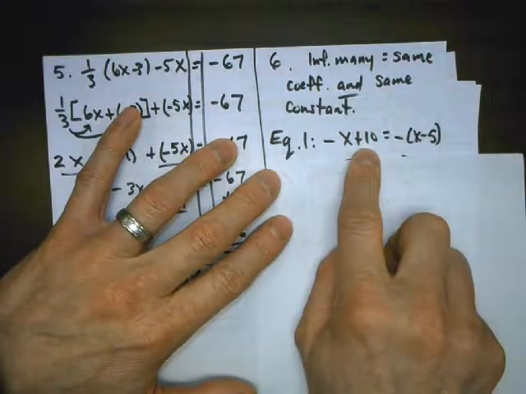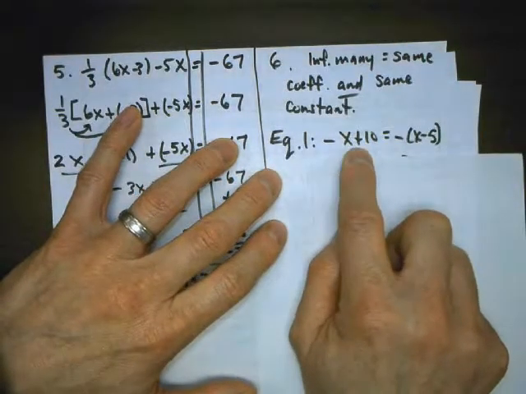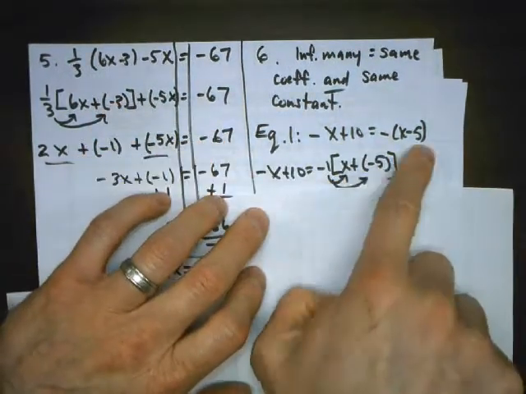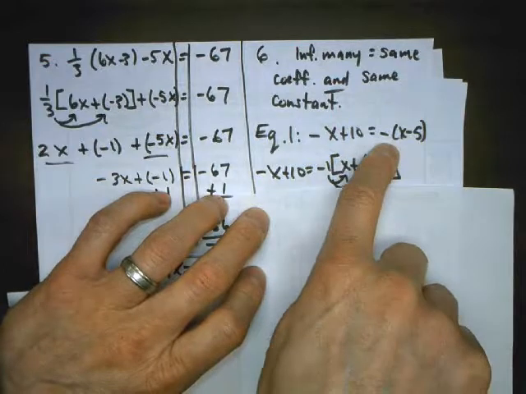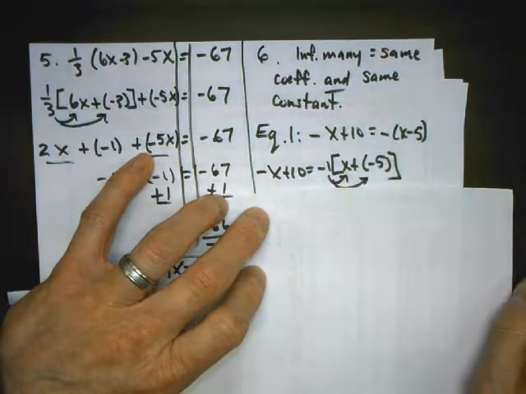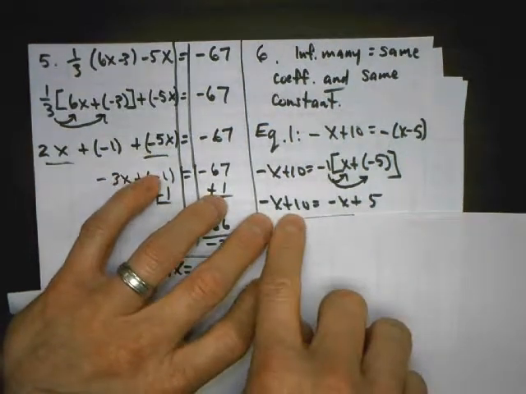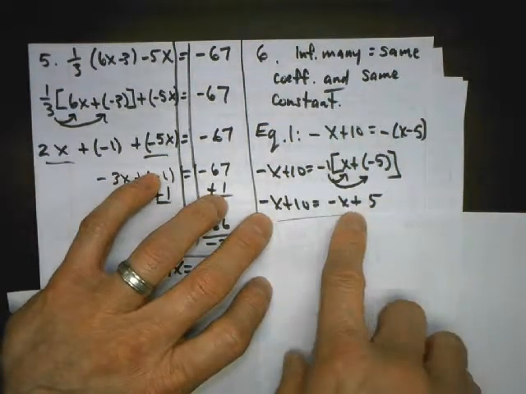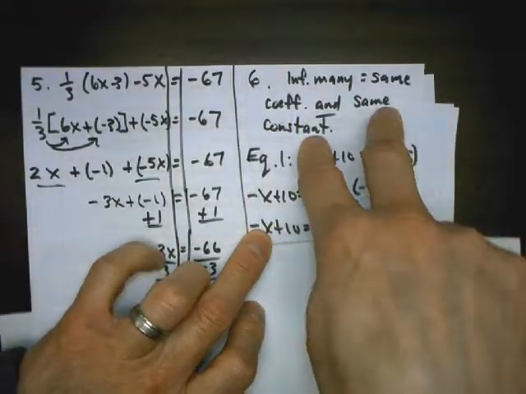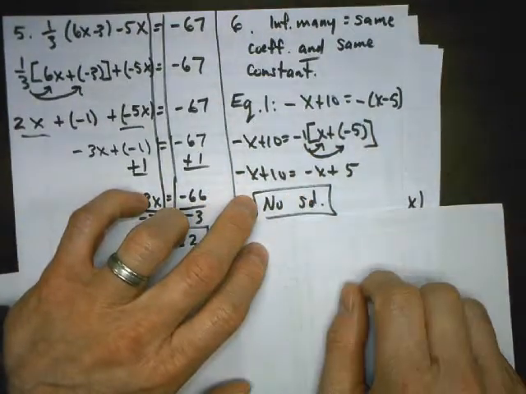Equation 1, we have to distribute and combine like terms. Left side is already simplified. Right side, I distribute that -1. You see I did the rule for subtraction. Minus sign outside parentheses means distributing a -1 or taking the opposite of everything in there. So I distribute. I get -x plus 10 on the left, -x plus 5. I have the same coefficients, but I don't have the same constants. So this is what we would call no solution.